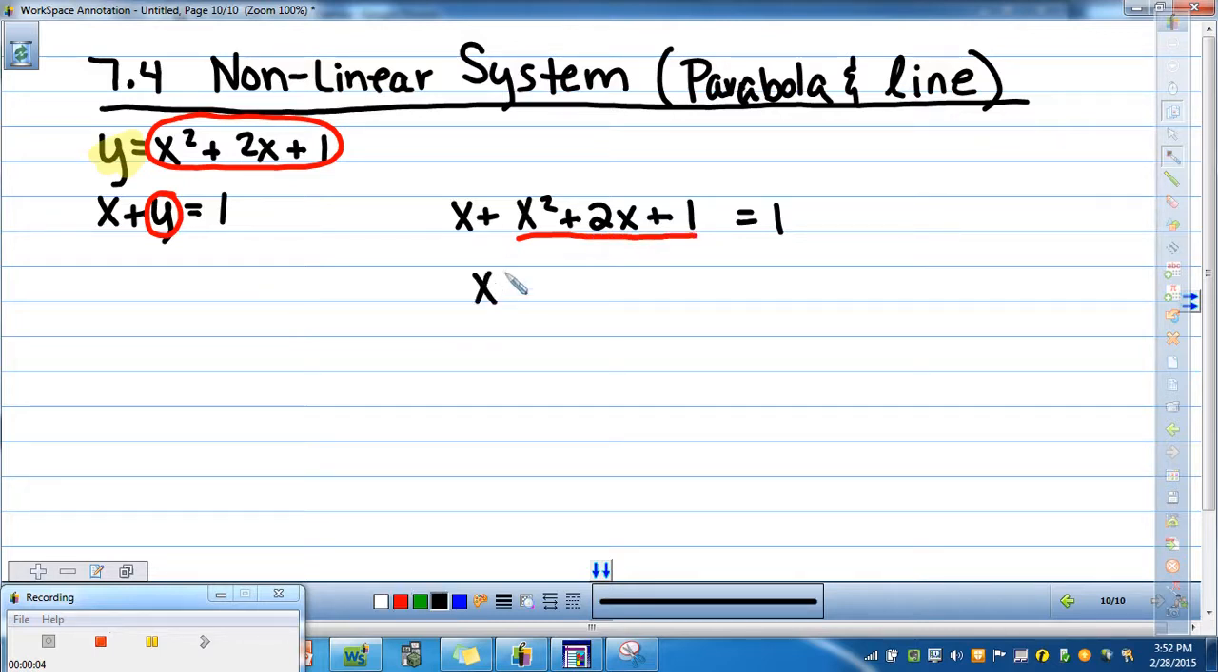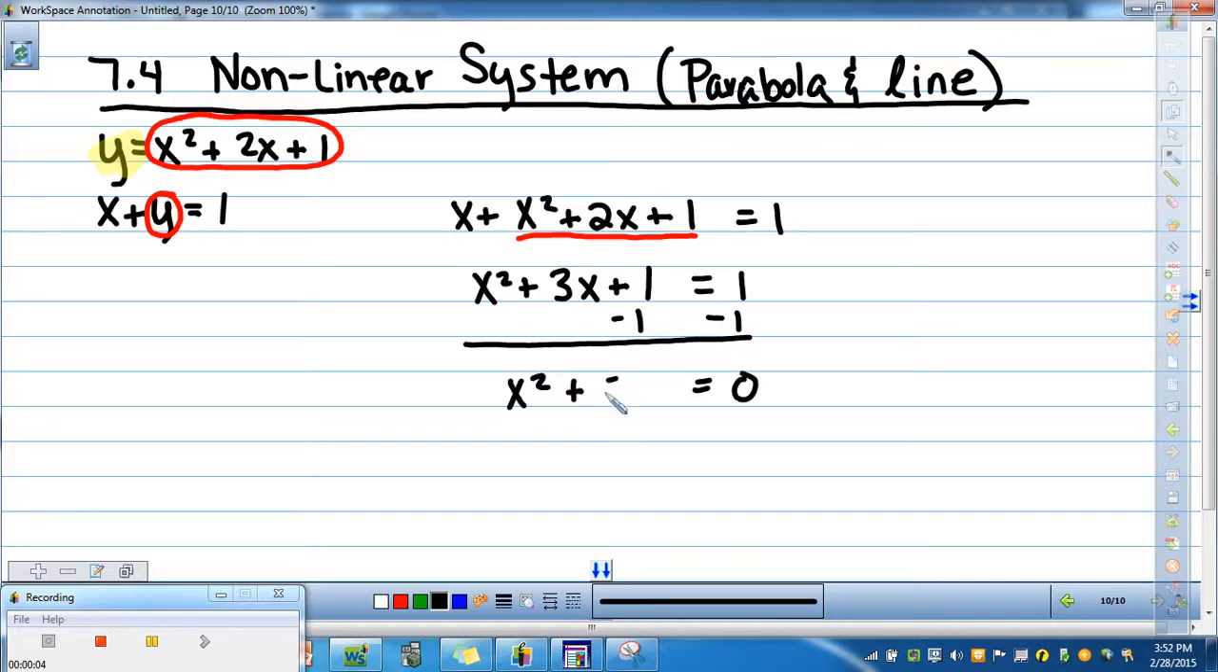Combining like terms gives us x squared plus 3x plus 1 equals 1. And since it's quadratic with the x squared, we must move everything to the one side to get it equal to 0. Once it's equal to 0, the next step is to factor. Here we only have 2 terms, so we can only factor out the greatest common factor. In this case, it will be x.